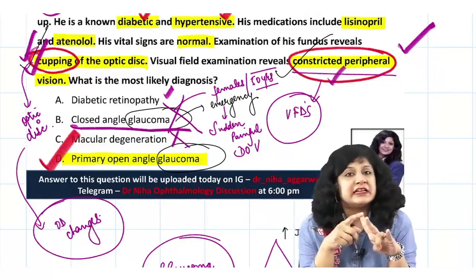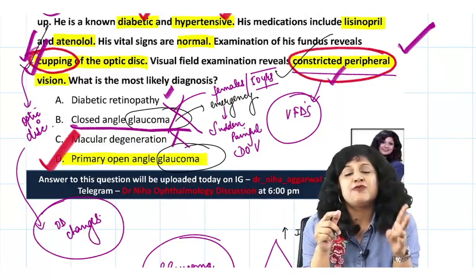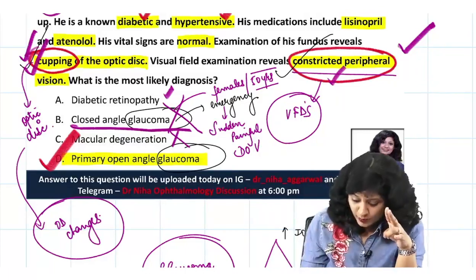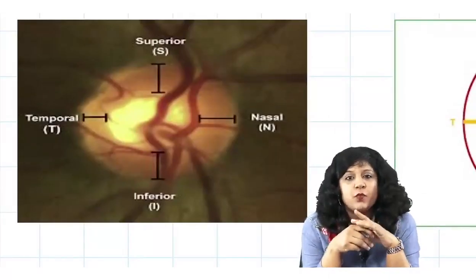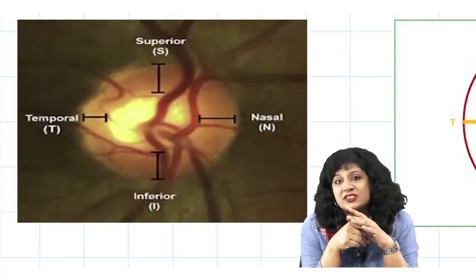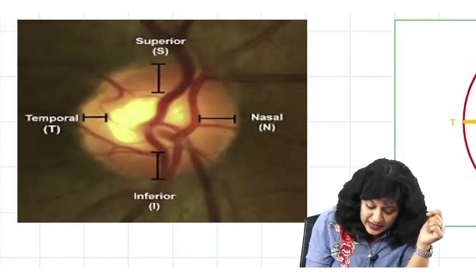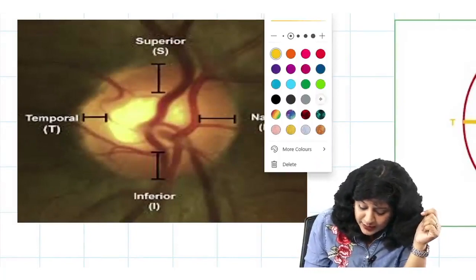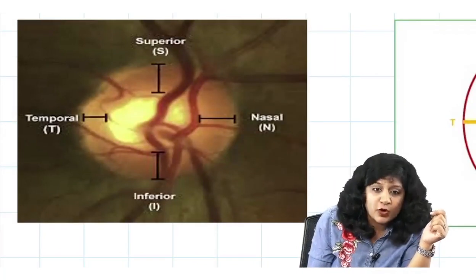So we can clear cut say that this is a case of primary open angle glaucoma. Now let us try to see what are the optic disc changes that they are talking about. They are basically talking about the cupping. So what do you mean by cup?